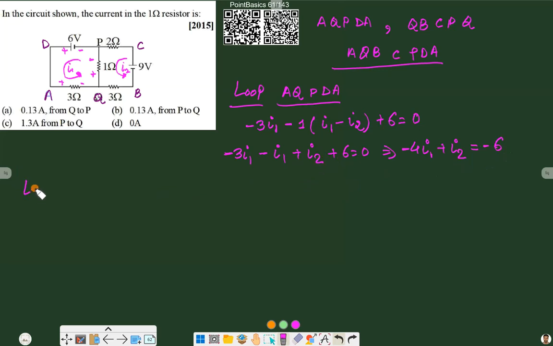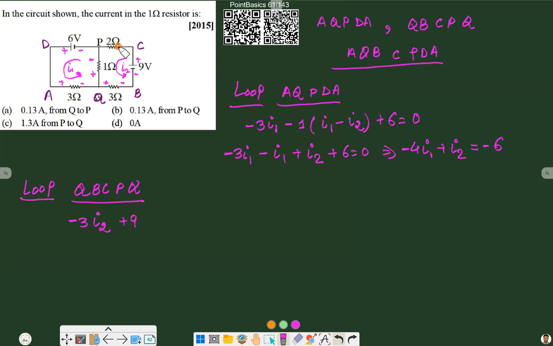Now going to the second loop, QBCPQ. Starting from point Q, as current is flowing anticlockwise in this loop, current will be entering from here, through the 3 ohm resistance, and leaving from this side. So positive to negative, again negative, so minus 3, and in this 3 ohm resistance we have I2 current, so minus 3 I2. Then we encounter a battery, negative to positive, so positive 9.